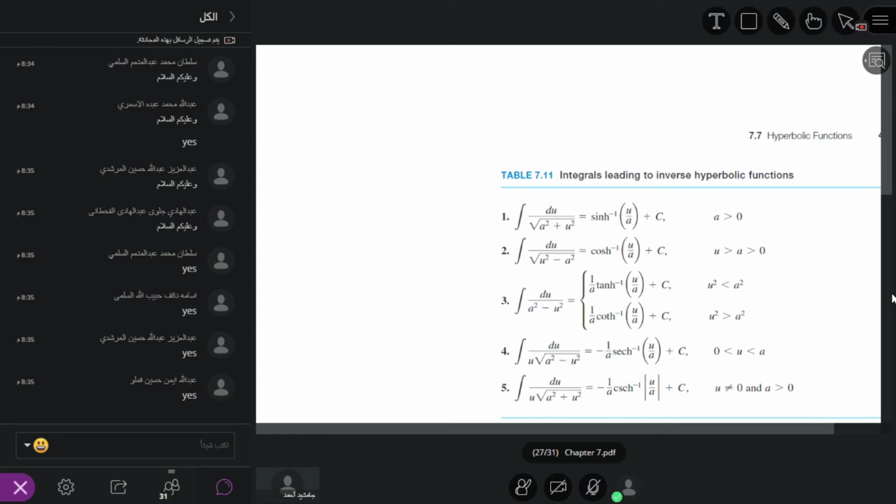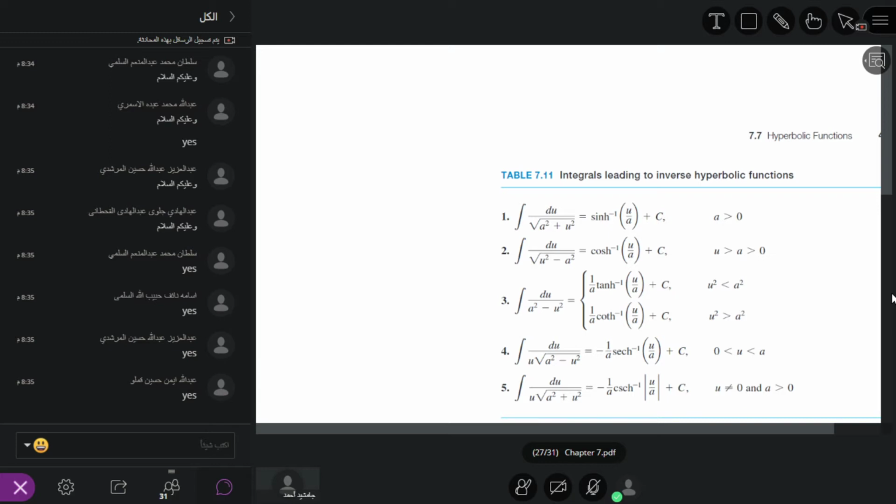Now in the general way, the integral of 1 over u square root of a square plus u square du is equal to minus 1 over a cosec hyperbolic inverse of u over a plus constant. Here u is not equal to 0 and a is any positive number.